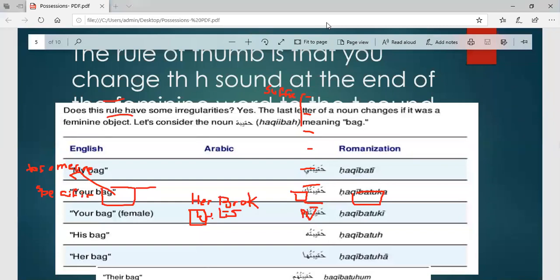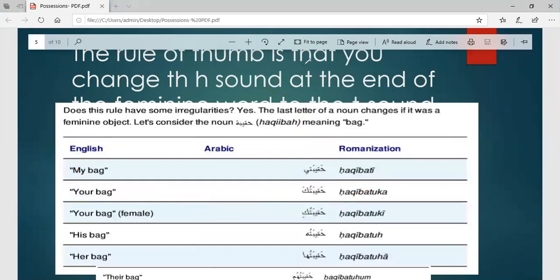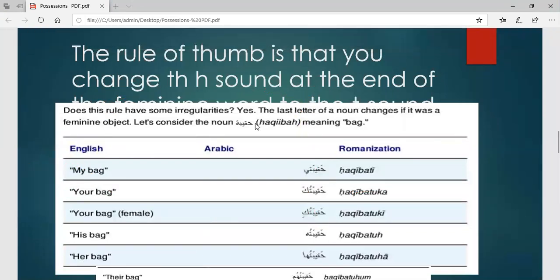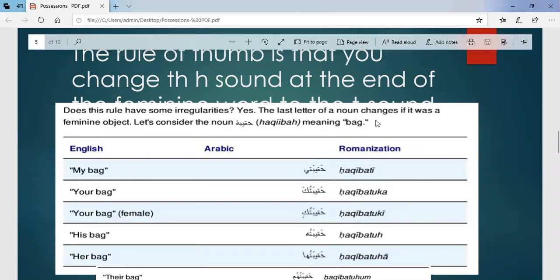Here we have a rule of thumb. What's the rule of thumb? Let's see, guys. The rule of thumb is that you change the H sound at the end of the feminine words. Let's see, what does it mean? The question here asks, does this rule have some irregularities? Are there some exceptions? Yes, the last letter of a noun changes if it was a feminine object.